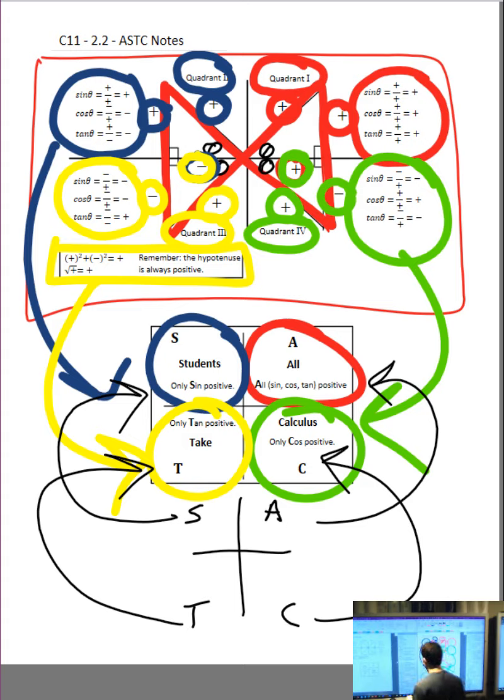Now, if you are doing physics, I would recommend a different method going forward. Learning about which quadrant sine and cos are positive in based on their graphs, and it will be a lot better for physics. But for the rest of pre-calc 11 and 12, we're going to use the ASTC graph.